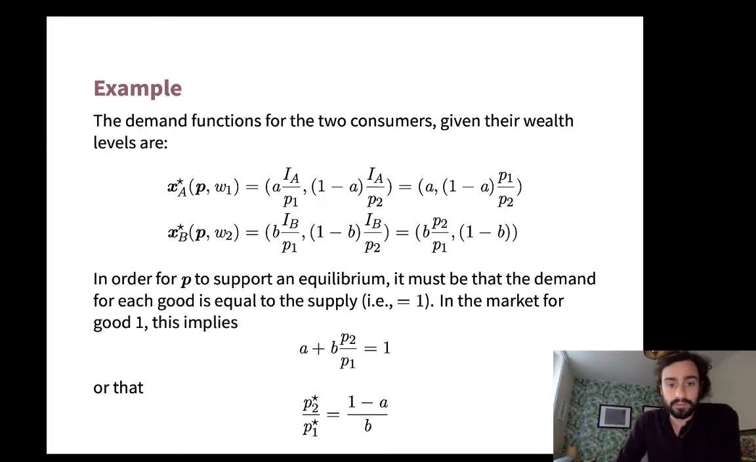Now, I'm not going to go through the derivation because this is stuff that we've been doing for weeks and weeks and weeks. But the Walrasian demand of a consumer with price vector P and wealth W for good 1 is, for consumer A, a times the income divided by the price, and for the second good, 1 minus a times the income divided by the price. That's given by the standard Lagrangian method of solving a consumer's problem.